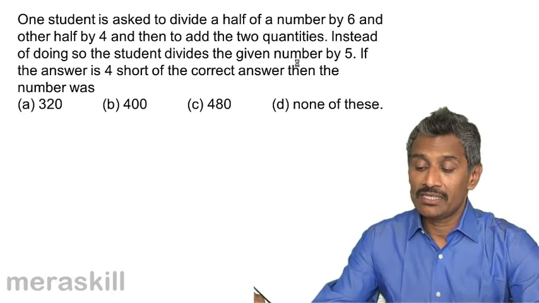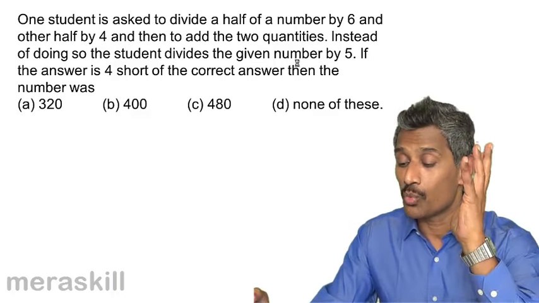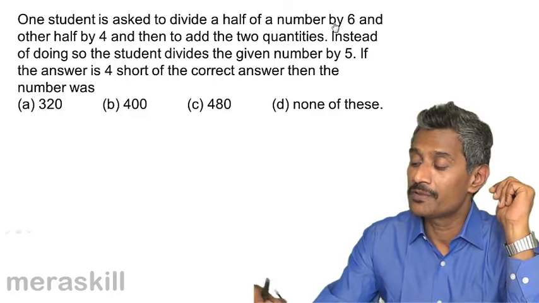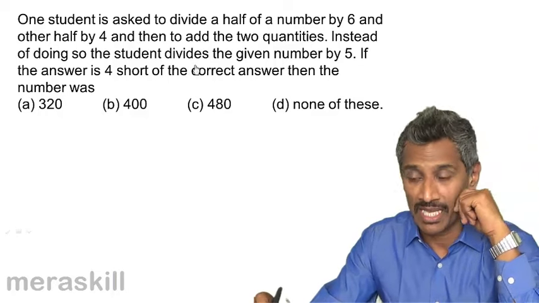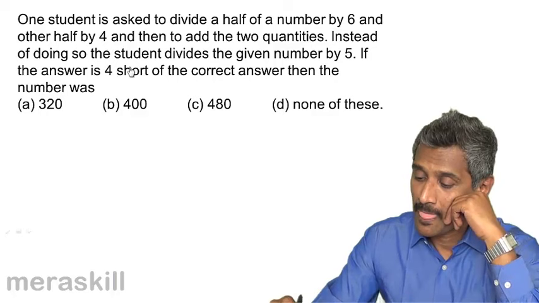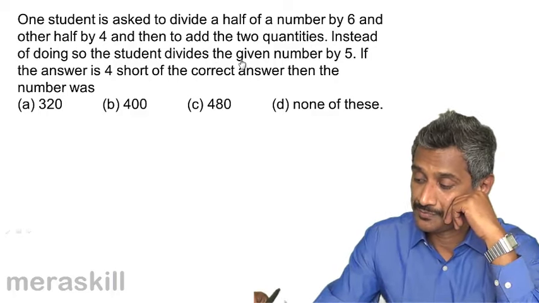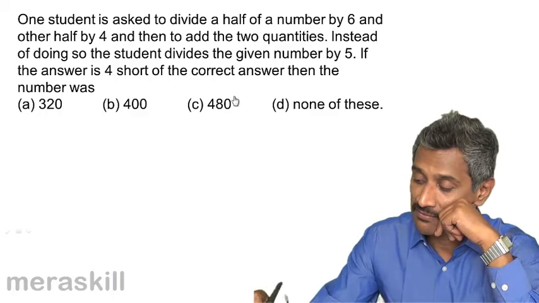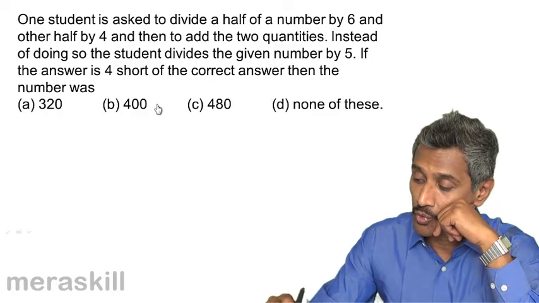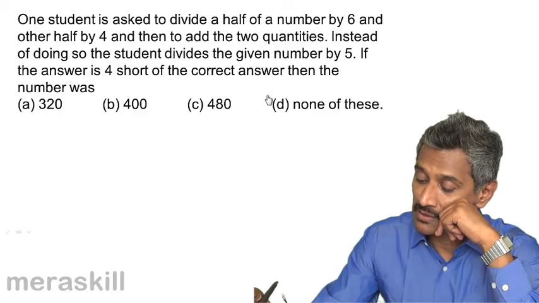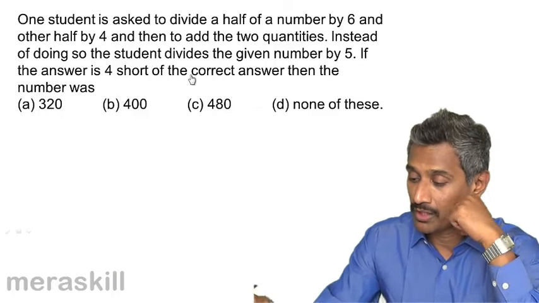Okay, what do we have next here? One student is asked to divide a half of a number, say x, by 6, and the other half by 4, and then to add the two quantities. Instead of doing so, the student divides the given number by 5. If the answer is 4 short of the correct answer, then what was the number?